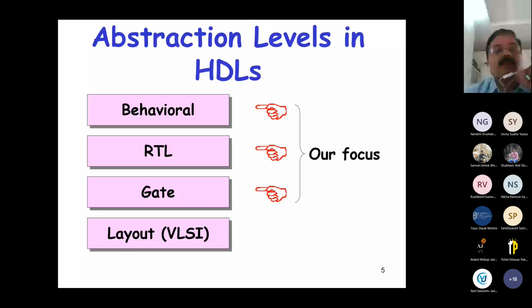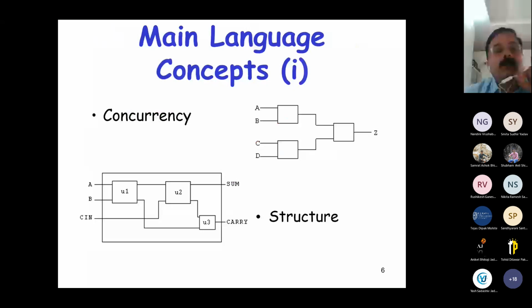Now let's see the main language concepts. There is concurrency in the design, and the design can be described by using the structural level of modeling. As shown in this figure, you can guess what type of design this is. This is a combinational logic design, and it is making use of these components U1, U2, and U3. So U1, U2, and U3 will be combinational logic or gates. Here the inputs are A, B, and C in, and the outputs are sum and carry. So you can say that this is actually an adder, and A, B, and C in are the inputs.